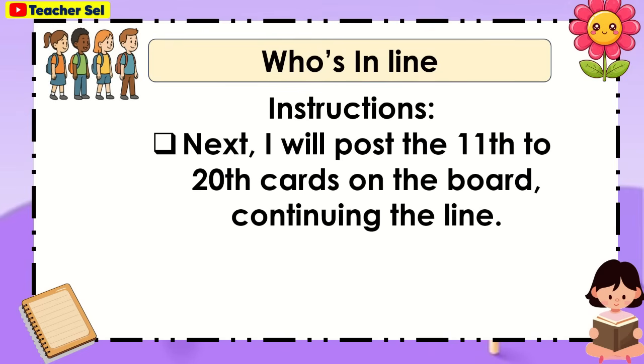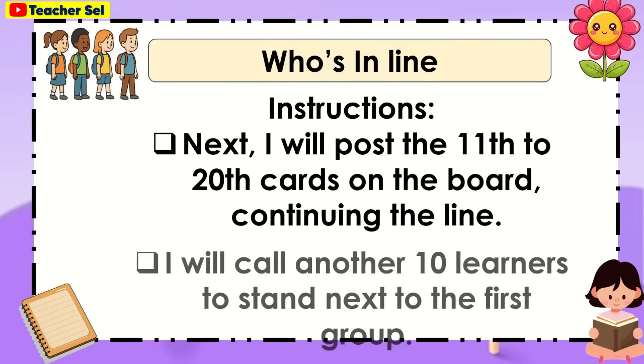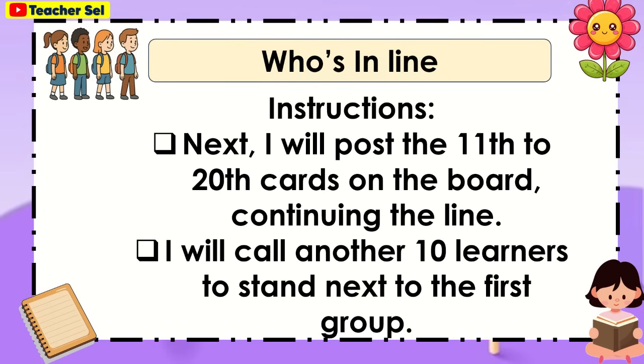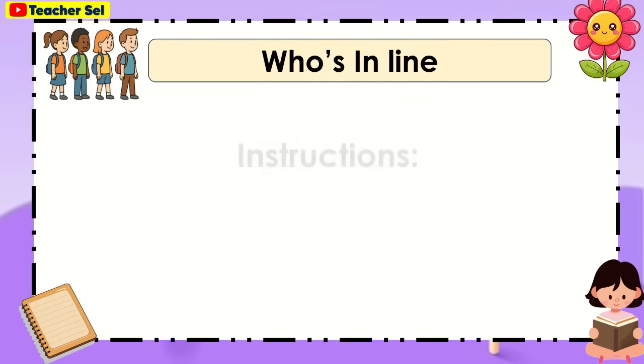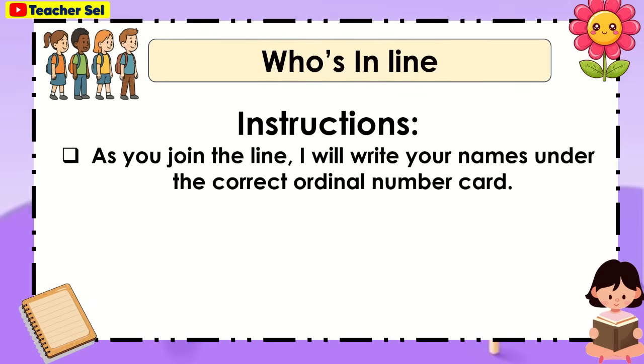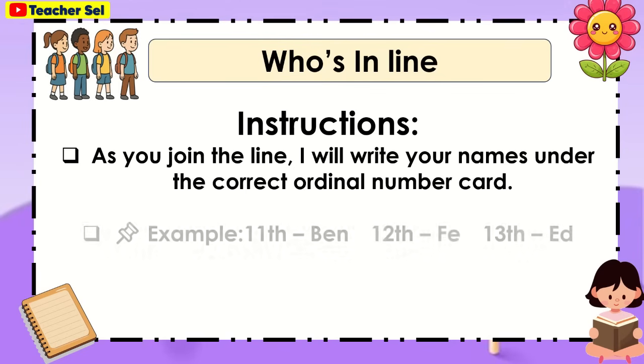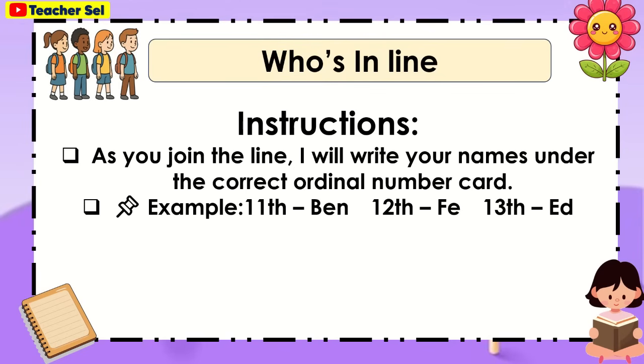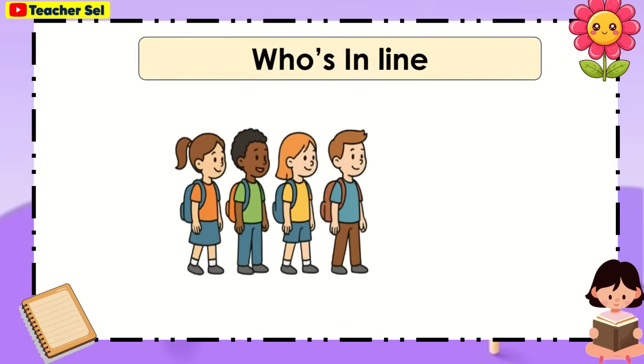Next, I will post the 11th to 20th cards on the board, continuing the line. I will call another 10 learners to stand next to the first group. As you join the line, I will write your names under the correct ordinal number card. Example, 11th, Ben. 12th, Fe. 13th, Ed.